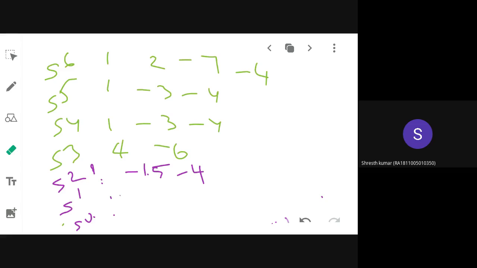4 minus 6, minus 1.5, minus 4. Are you getting minus 8.133? Minus 8.133. And finally minus 4. I think you will be getting this only. So how many sign changes do you have to tell me? Finally, you box up the first column elements.